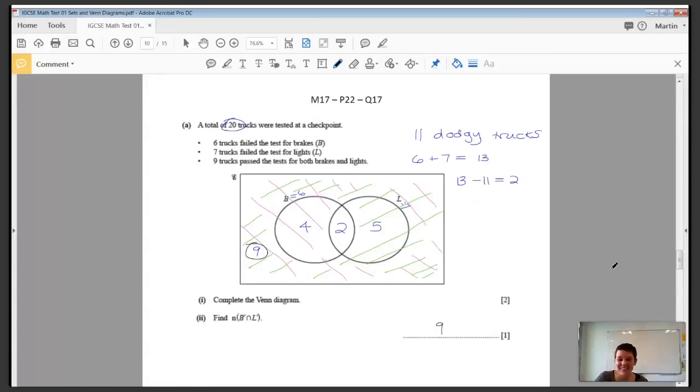Remember that these numbers here are the number of elements. We're saying 9 trucks. So this 9 here is the number of trucks. And in this Venn diagram, we don't have trucks A, B, C, D, and E showing. We just have the total number of trucks. So one truck is an element, and when we count the individual trucks, we get to 9.